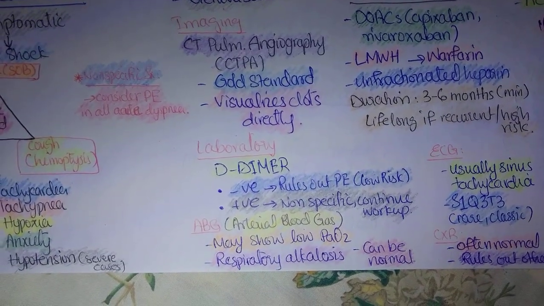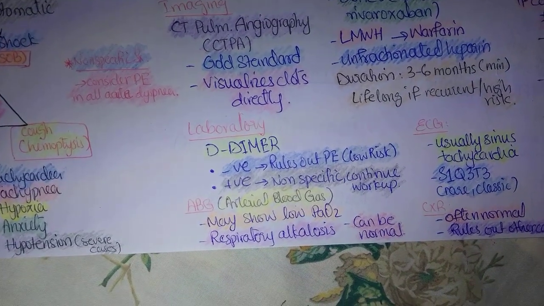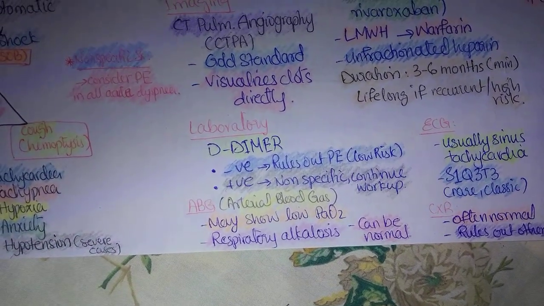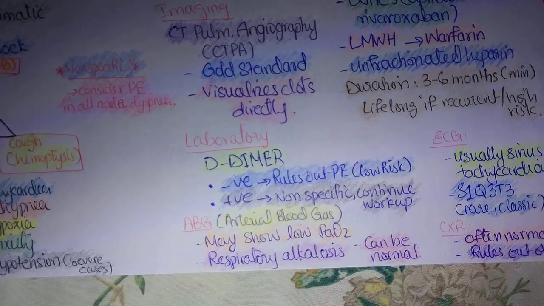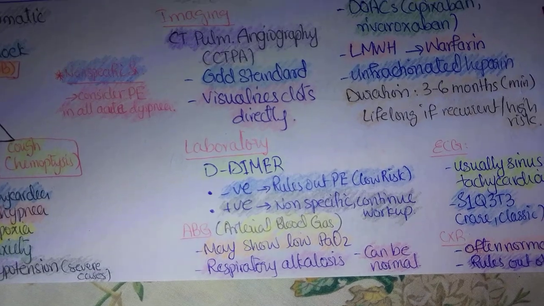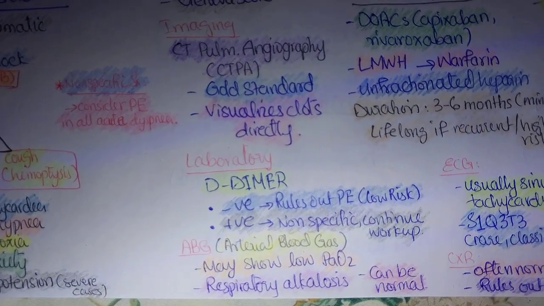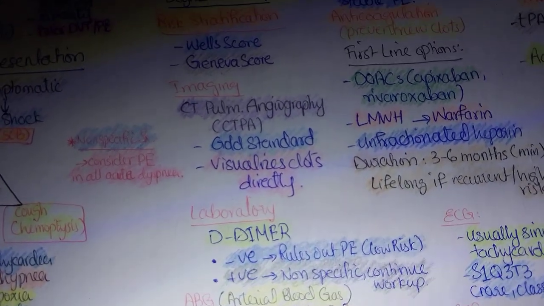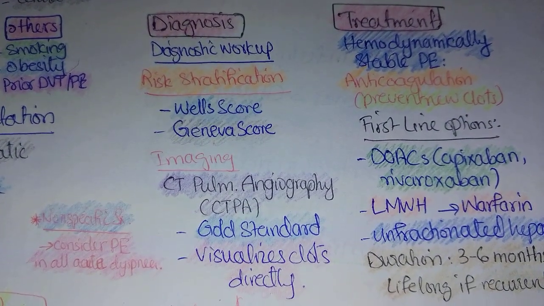ABG may show low partial pressure of oxygen and respiratory alkalosis, or it can be normal. ECG would show tachycardia, and sometimes an S1Q3T3 pattern. We use the Wells and Geneva scores for risk stratification.